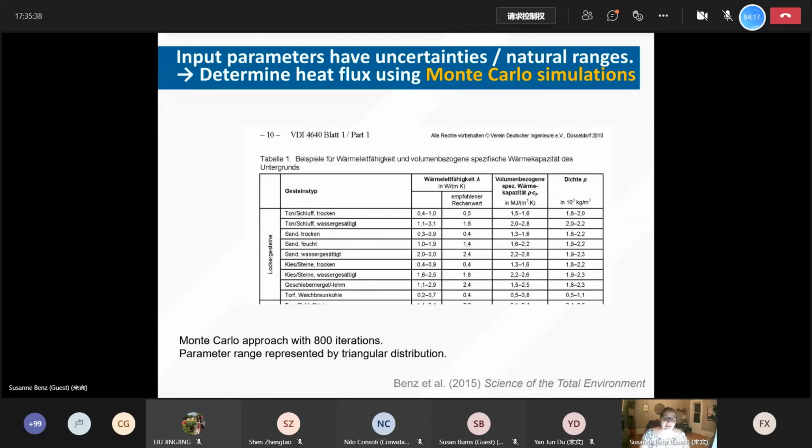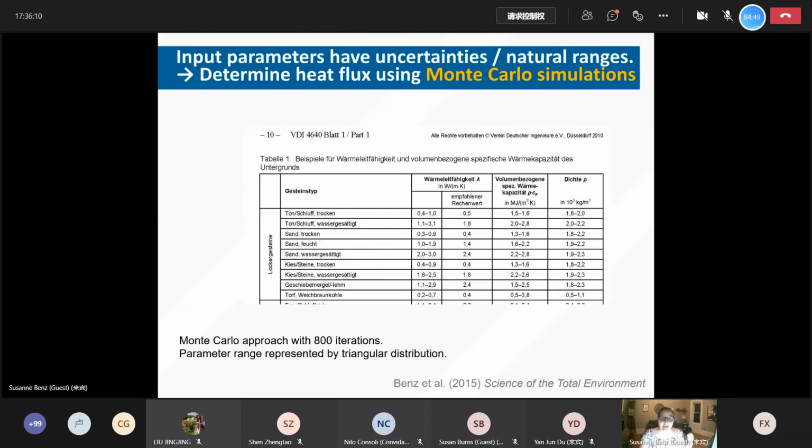So instead of giving exact values, we use a Monte Carlo simulation to determine the heat flux, so to determine the annual heat input in the underground. That means we are running this analysis not just once, but 800 times, every time with slightly different parameters. In the following, you're going to see a bunch of box plots, and these box plots simply represent the results of these Monte Carlo simulations, and this is where all of my error bars come from.